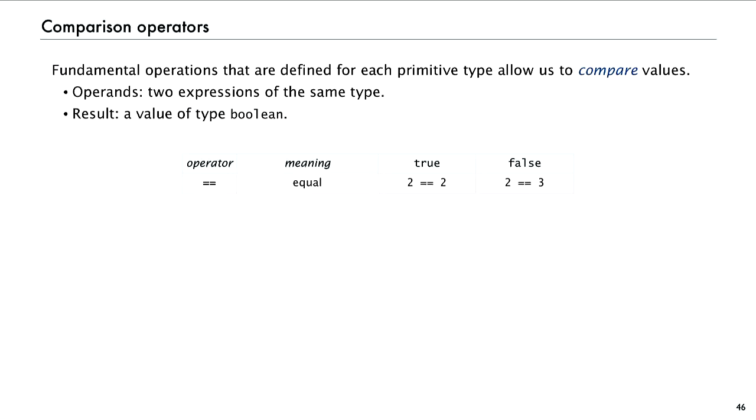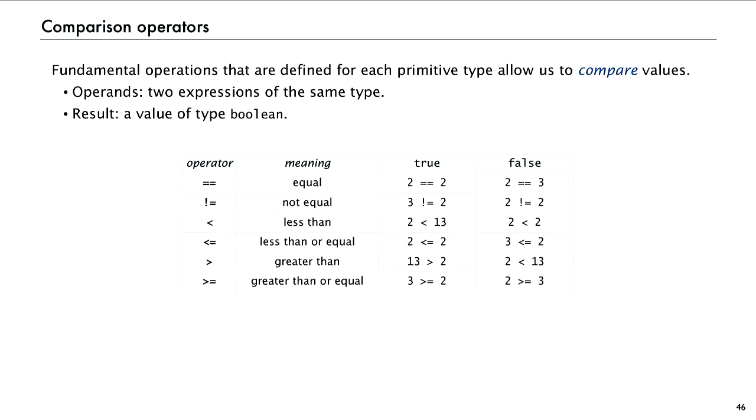So, for example, there's the equal comparison operator. If you've got two ints, 2 equal 2 is true, and 2 equal 3 is false. And then there's not equal, which is the opposite, and there's less than or equal, and greater than or equal. So we can take two values of the same type, and then we can perform these kinds of operations on them.